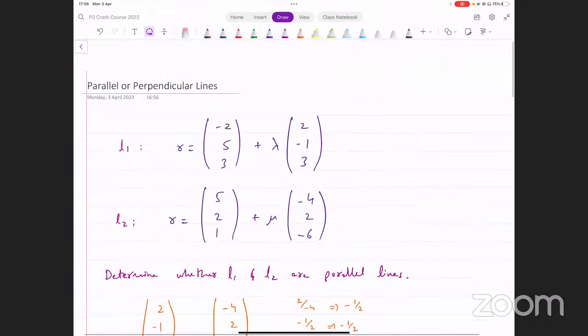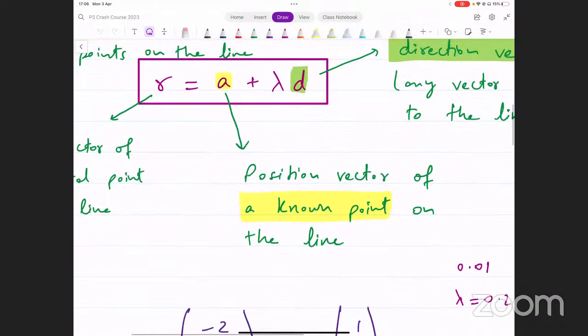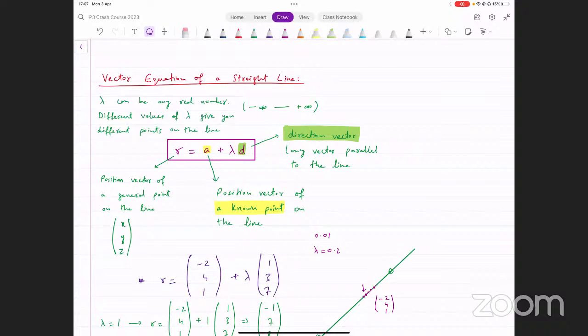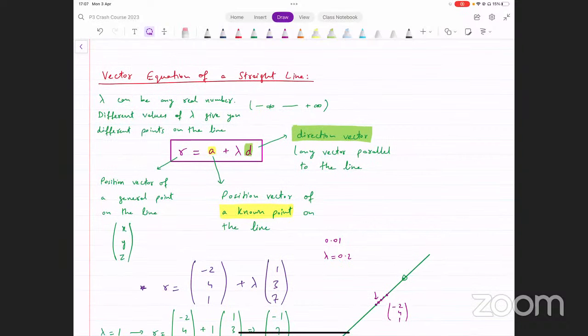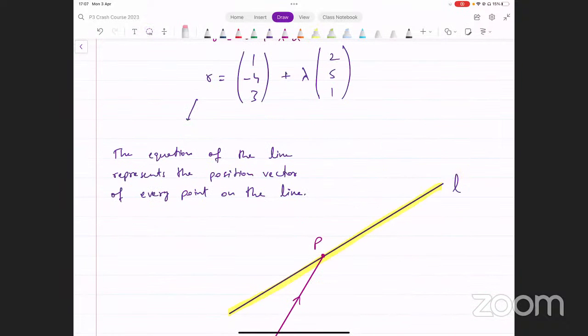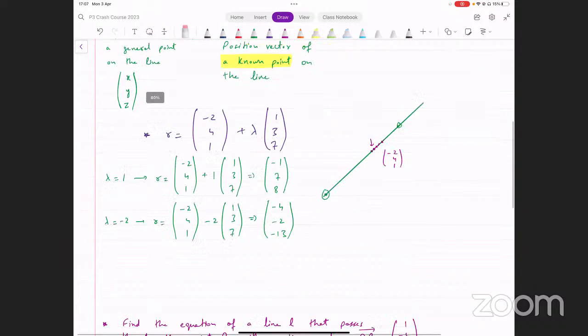Okay, that's it for today. Let me just remind you what we've done today. This is the vector equation of a straight line, r equals a plus lambda d. A here is the position vector of a known point on the line. D represents the direction vector of the line. Okay.